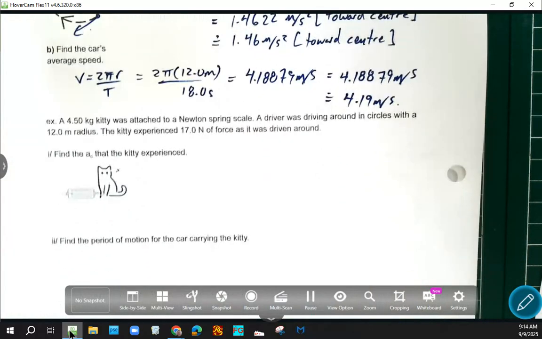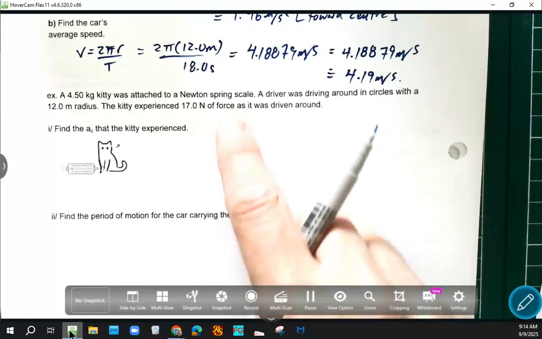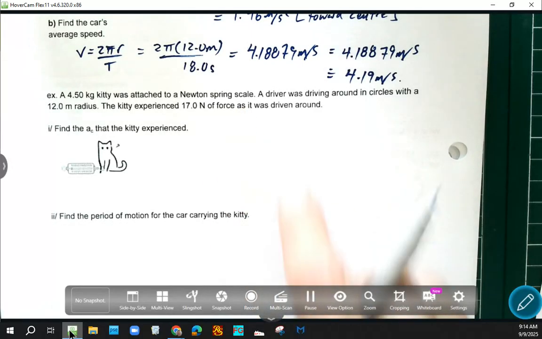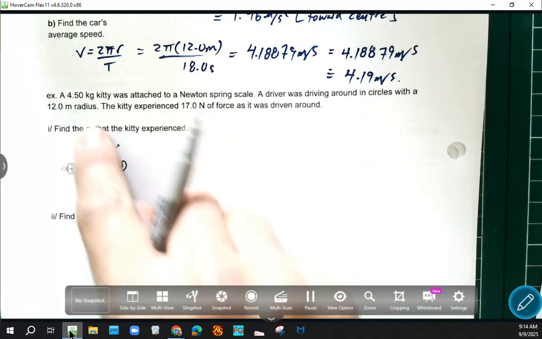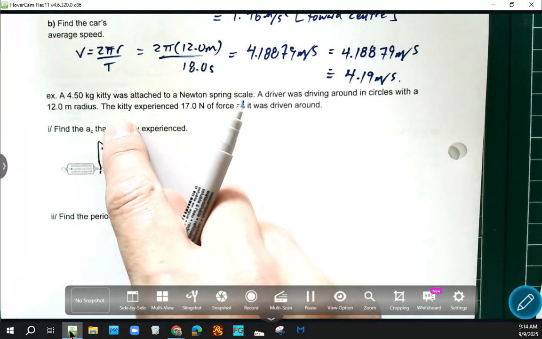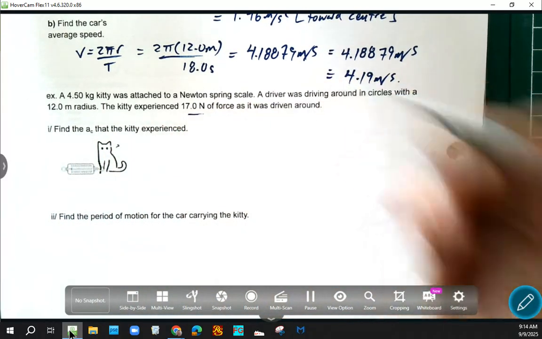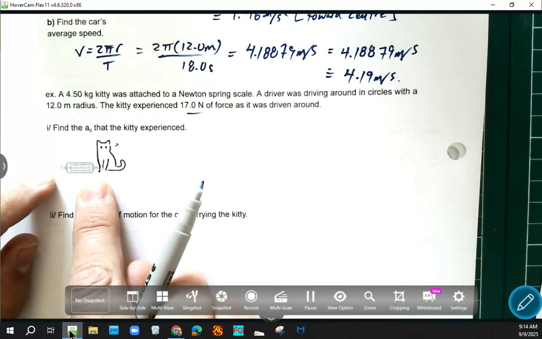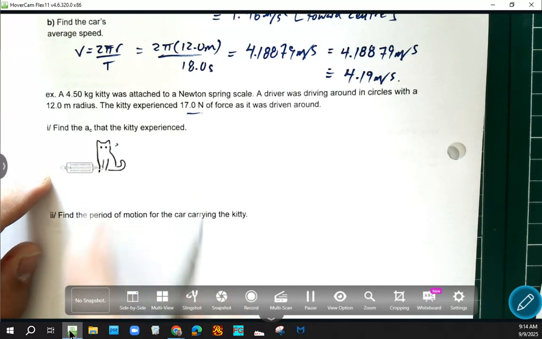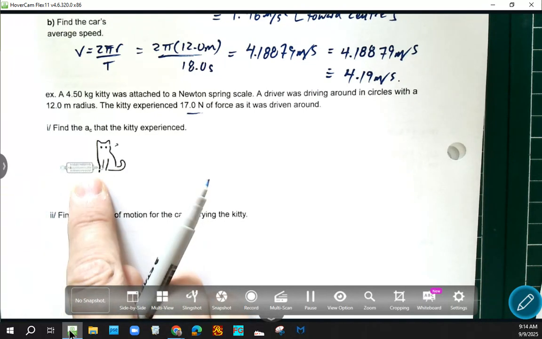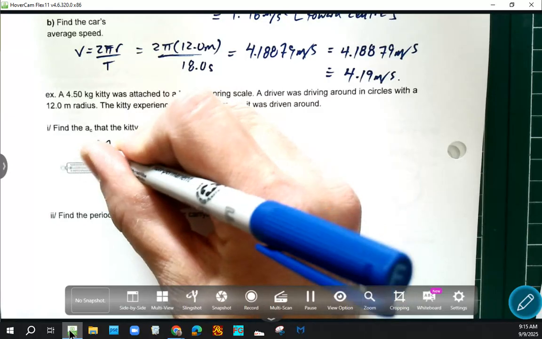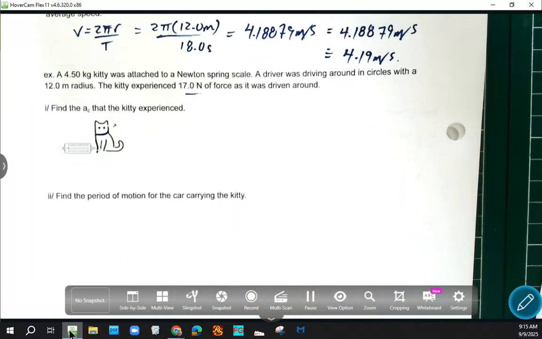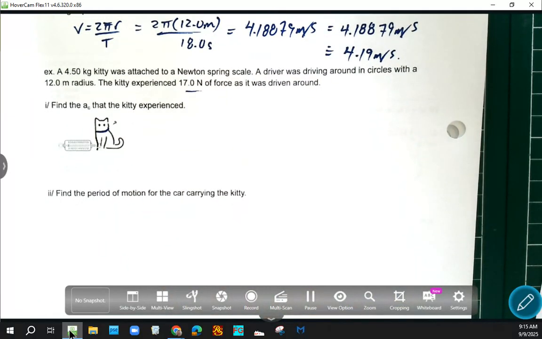All right, so a kitty was attached to a Newton spring scale. Oh, isn't that cute? And a driver was driving around in circles with a radius of 12 meters. Okay, so maybe in London. And the kitty experienced 12 newtons of force as it was driven around. Okay, so you can try this. You can put a cat on a seat and attach a force meter. See how that works out for you. And just drive in circles with a cat attached to a force meter. Probably you'd attach it to the collar, not to its ankle or something. But anyway, that just seemed dark. I didn't want to attach a cat to a force meter because it seems like I'm hanging a cat or something. But anyway, it's attached to its paw. We're not damaging the cat, all right?